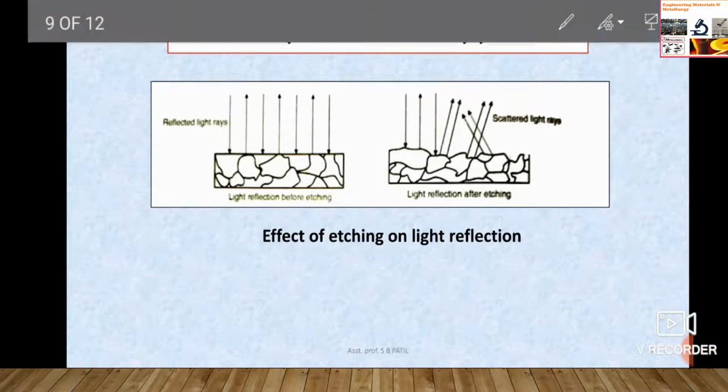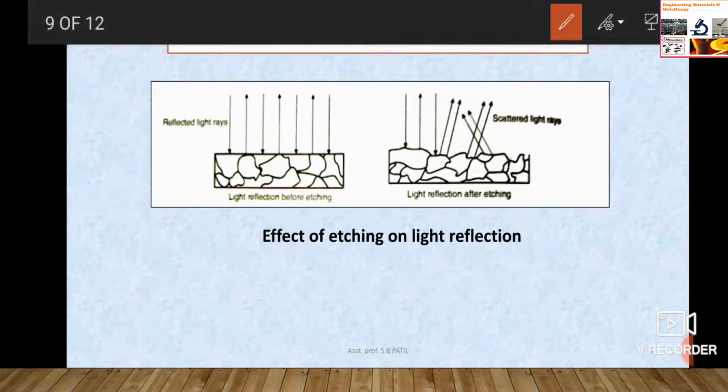In this we have already studied this part, that is light reflection before etching. So if we do not etch the specimen, whatever light is incident onto the specimen gets reflected back. Whatever is incident, it gets reflected back. Okay, but after etching we can see some scattered light images at the grain boundaries.